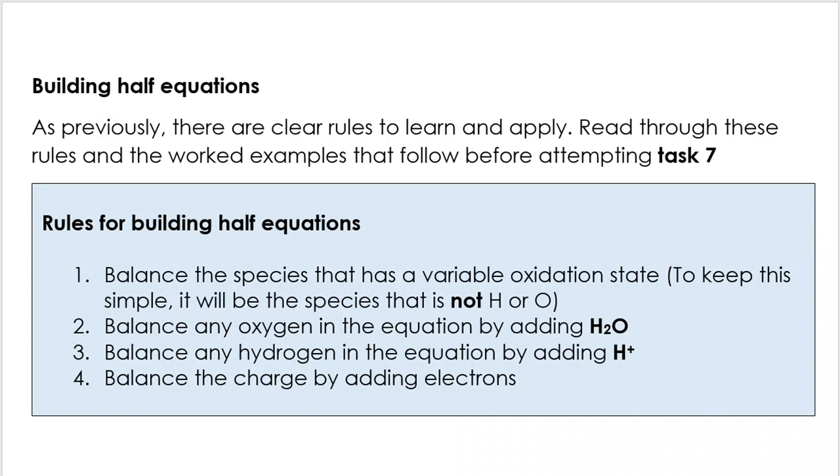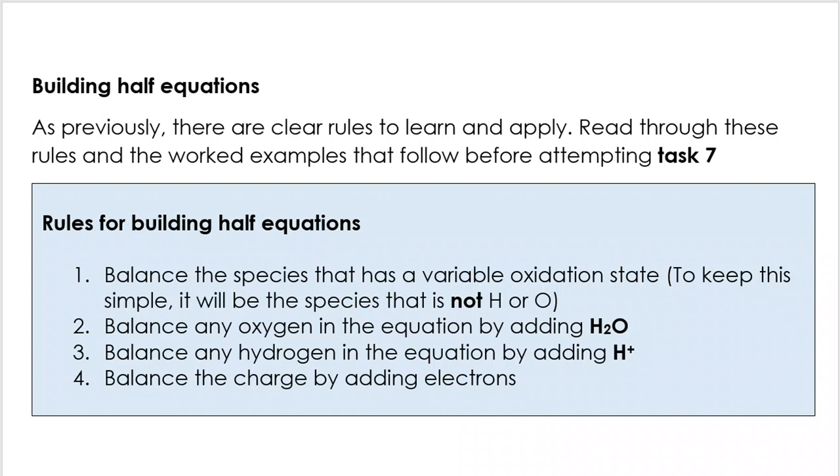And the rules never ever change. You don't always need to use all 4 of them, as you will see, but you balance the species that has a variable oxidation state. Now, invariably, that will be the thing that is not hydrogen or oxygen. Then you need to balance any oxygens that are present. You do that by adding waters. Then you've got to balance any hydrogens that are present, and you do that by adding H+ ions. And finally, you need to balance the charge, and you do that by adding electrons.